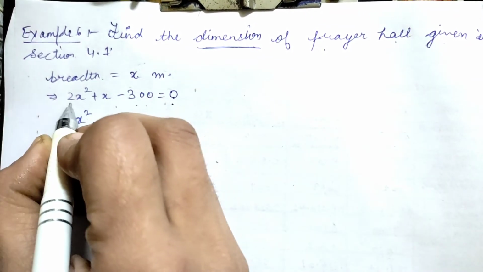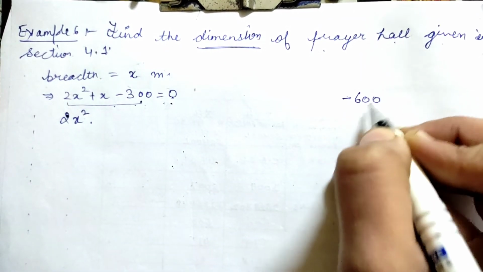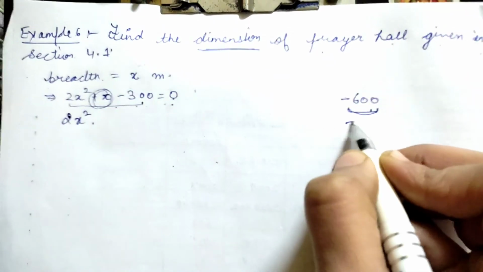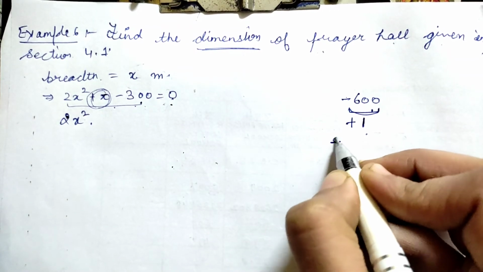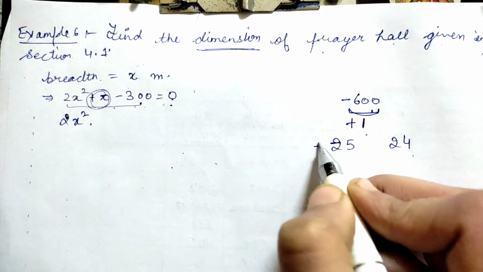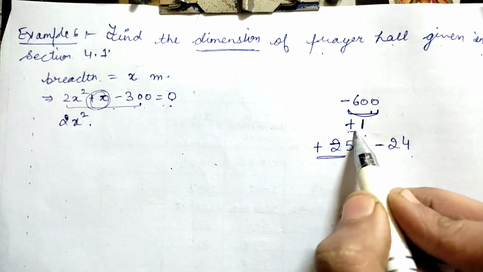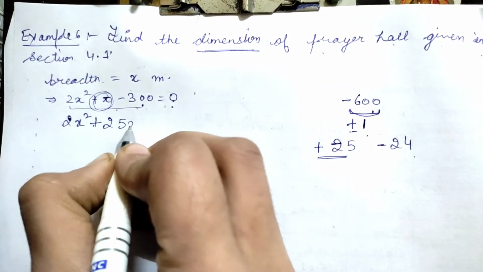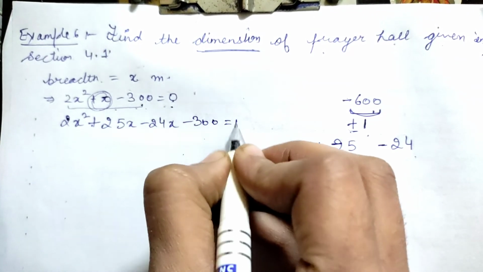So how are we going to split our middle term? The values should be such that multiplying gives minus 600, and if I do addition, then the result should be equal to plus 1 only. So the two terms can be 25 and 24. Choosing their signs, 25 is plus and 24 is minus. Why? Because the result should be positive. So 2x square plus 25x minus 24x minus 300 is equal to 0.